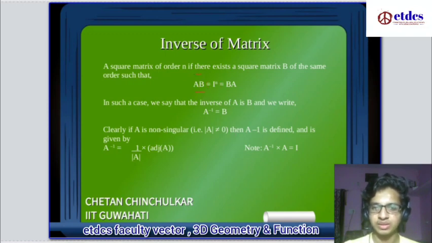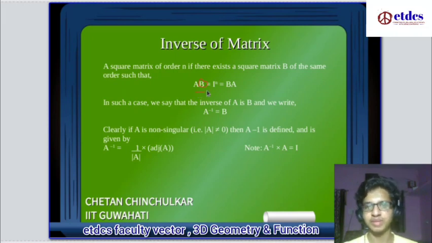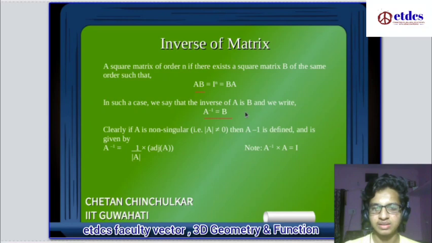Okay, we have A, and if we find a matrix B such that AB is equal to the identity matrix, and also if we do BA, the multiplication is also commutative here in this case, and we are getting the identity matrix, then that special matrix is known as the inverse of matrix A. And here it is written that A inverse is B.